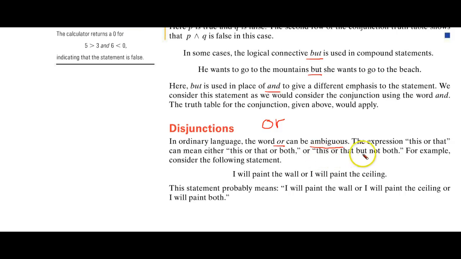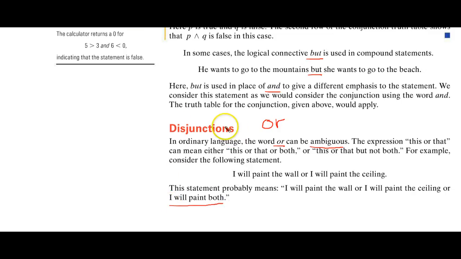This or that, but not both. So that's what ambiguous means. It has a variety of meanings. I will paint the wall or I will paint the ceiling, which means I will paint the wall or I will paint the ceiling or I will paint both.